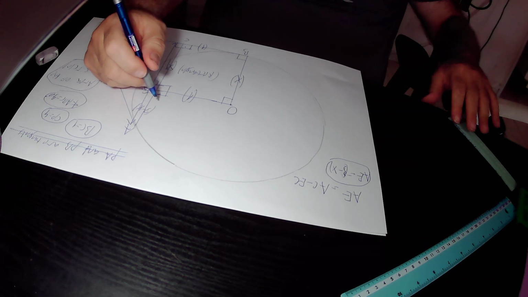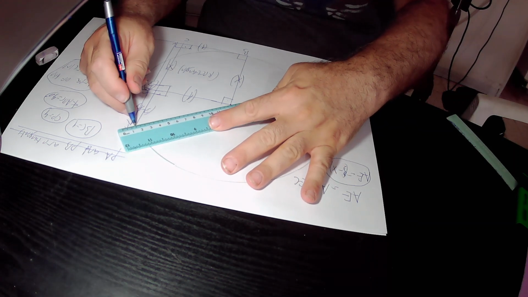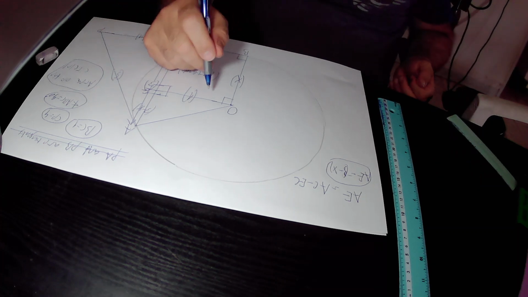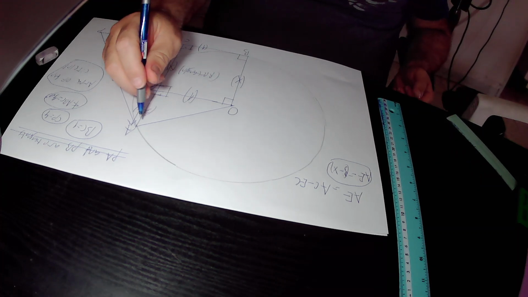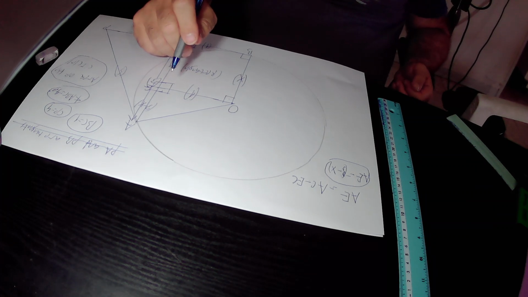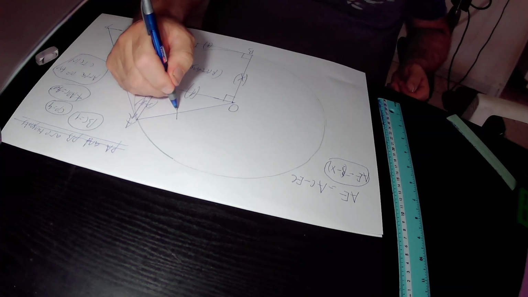In the next step, we join points O and A together by a straight line. What is the definition of line segment OA? Line segment OA starts from point O, that is the center of the circle, and ends at point A, that is a point on the circle itself. So this is exactly the definition of a radius. Therefore, OA is the radius of the circle that is equal to x according to our definition.